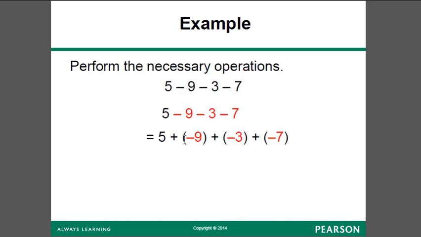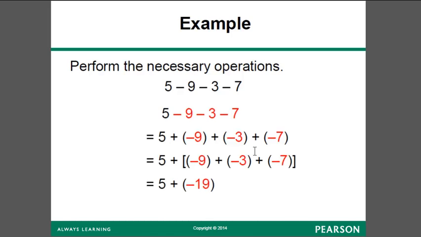Then I can look at it. All three of these are negative. Combine my negative terms, negative 9, negative 3, negative 7. Those become negative 19. And then I have 5 plus a negative 19, which will give me a negative 14.